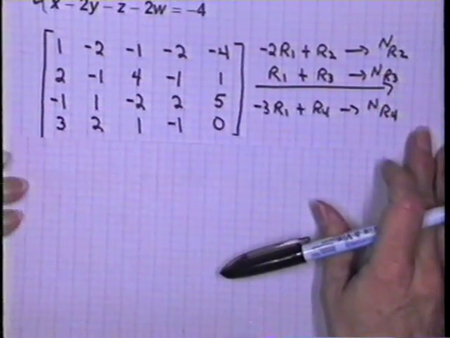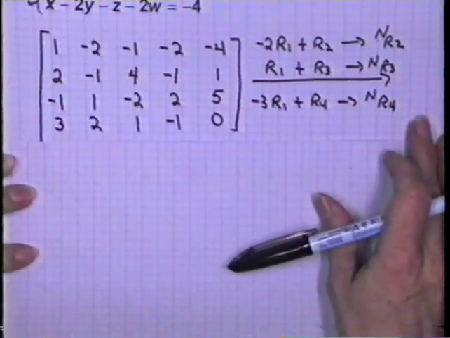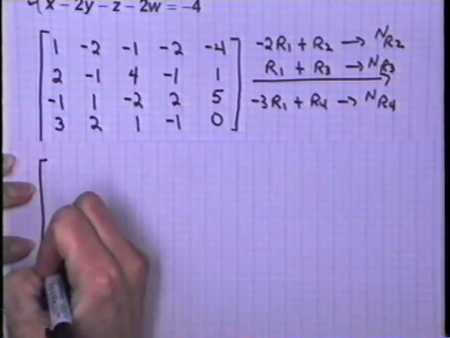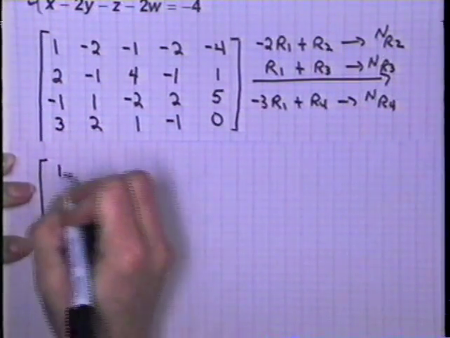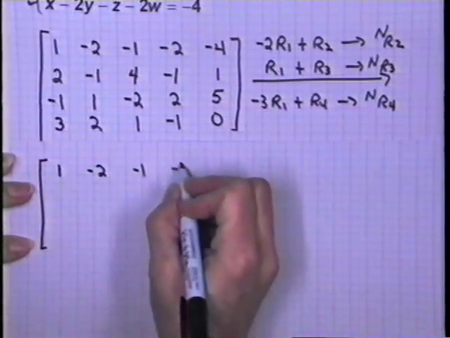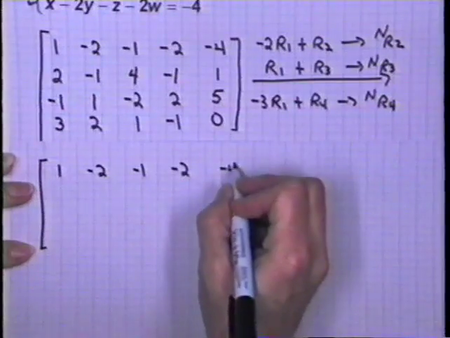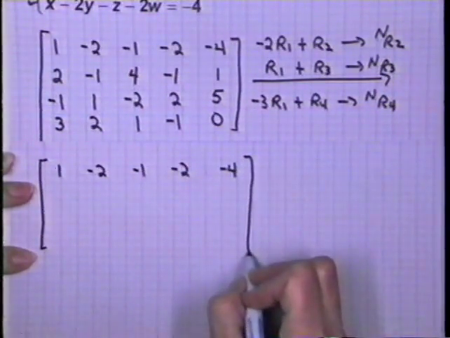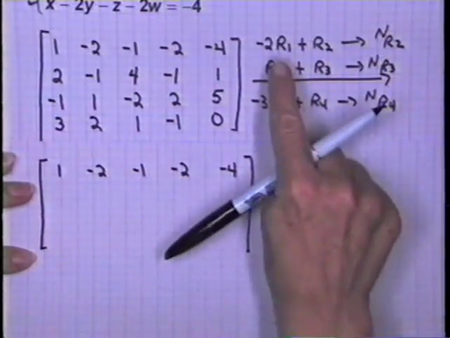So let me scoot this up and let's be very careful here that we don't mess up signs or anything. First thing I'm going to do is just recopy row 1. 1, -2, -1, -2, and -4. Be sure that you get signs and everything copied exactly the same. Now let's start with this.